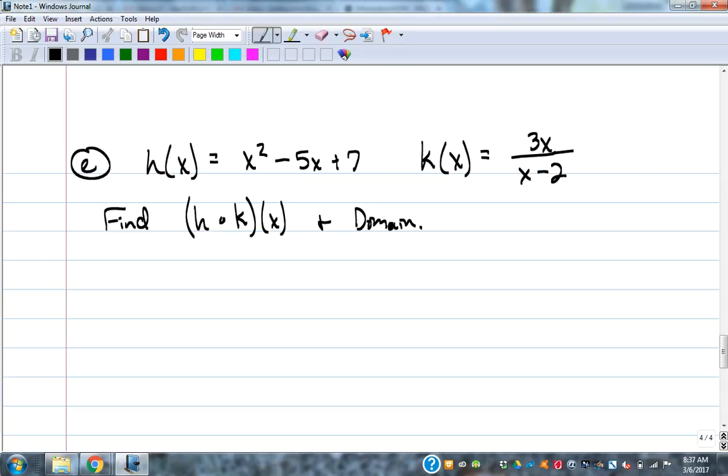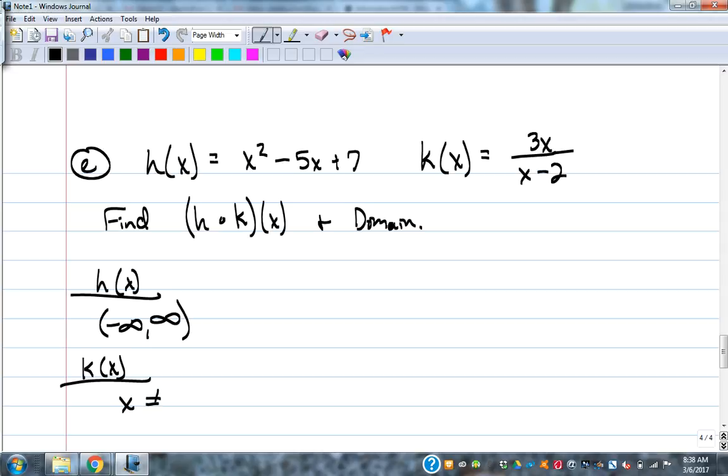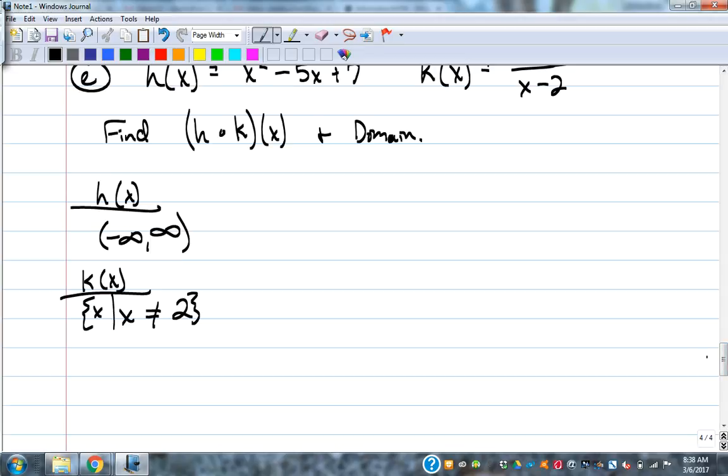First thing we want to look at is the domain of each individual function. The first function, does it have any restrictions? So its domain is all real numbers, right? Negative infinity to positive infinity. And then k of x has what as a restriction on the domain? x can't equal 2. Good. So if the first one has no restrictions, do we need to do any more work? The answer to that is no.